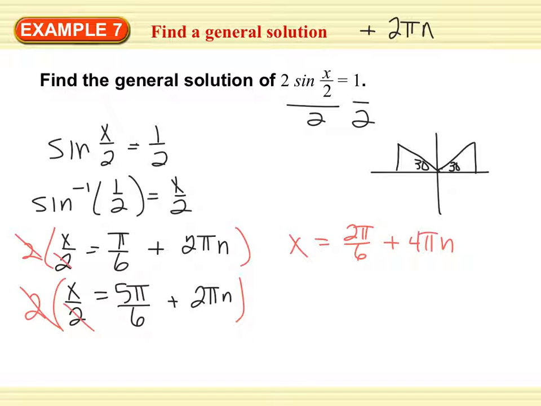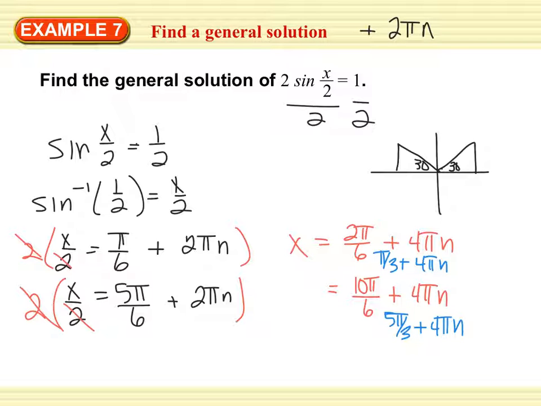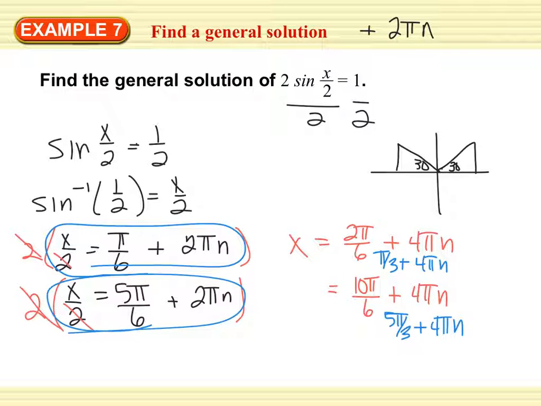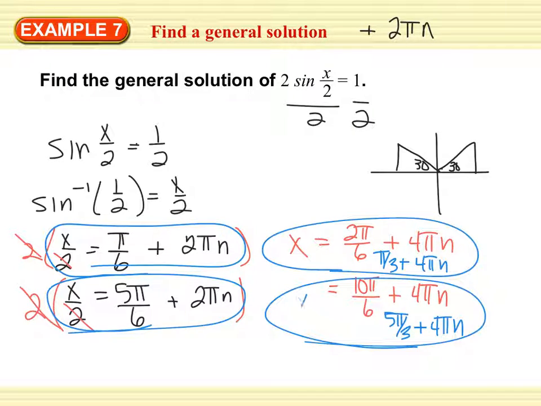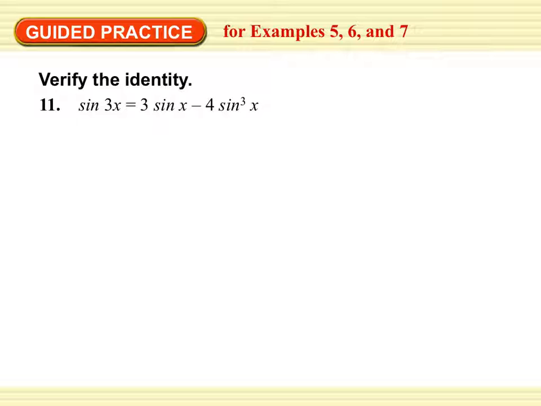Same here, cancel that out, and I get 10 pi over 6, which is 5 pi over 3, plus 4 pi n. So I can actually say pi over 3 plus 4 pi n and 5 pi over 3 plus 4 pi n. Cool, so those are the general solutions. I've got a general solution for x over 2 and a general solution for x. Fun.